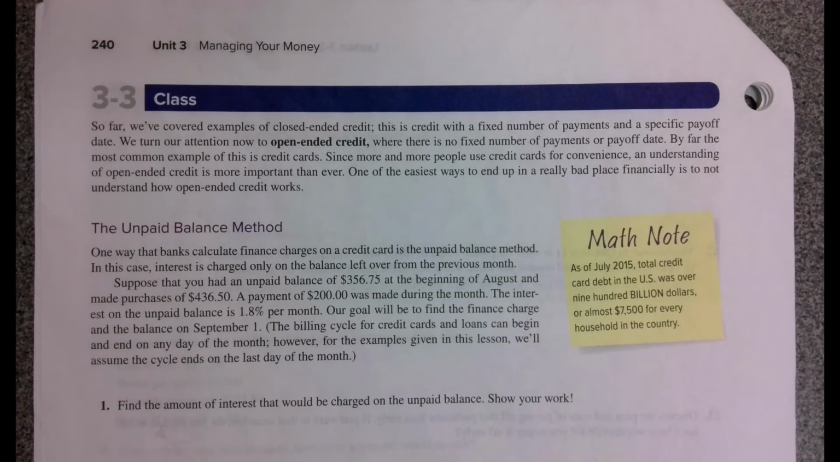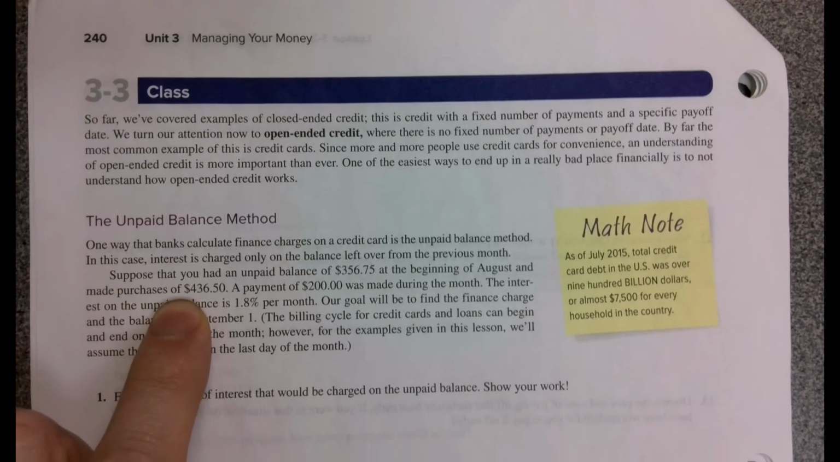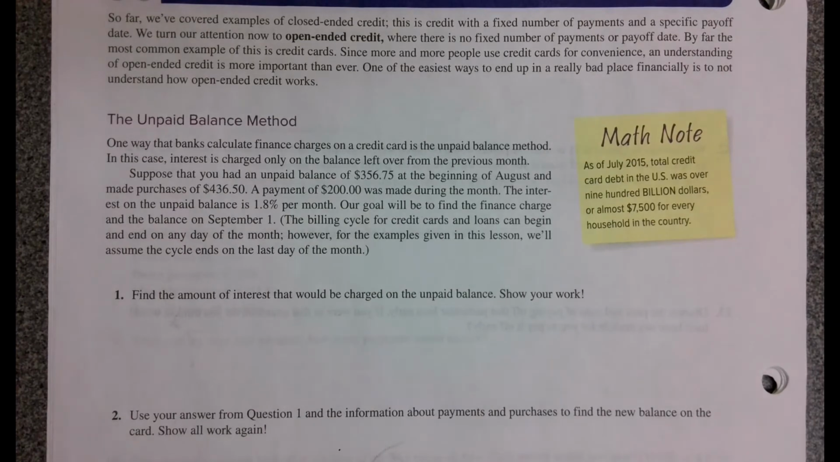So there are two methods that are used to calculate the interest charged you for using a credit card. The least common one is the unpaid balance method. So what happens here is at the end of the month, the credit card company looks at how much money you haven't paid off, takes a percent of that and applies it as a fee, and that becomes the new balance for the next month, and then it continues on.